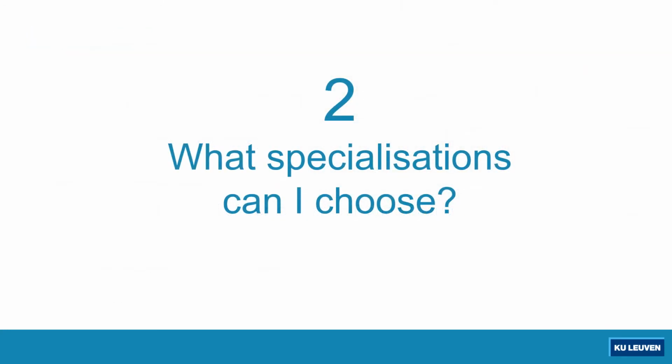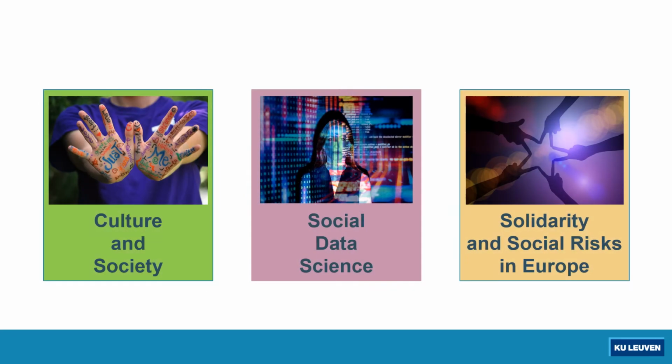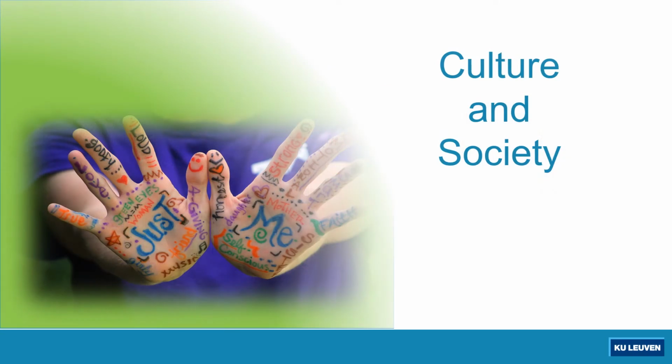So what are these 3 specializations? These are culture and society, social data science, and solidarity and social risks in Europe. Let me briefly introduce each of them.